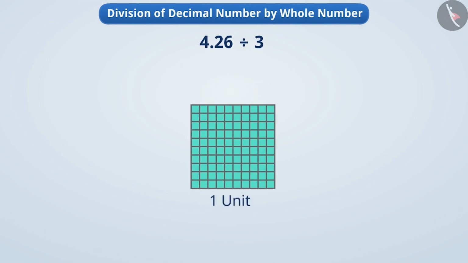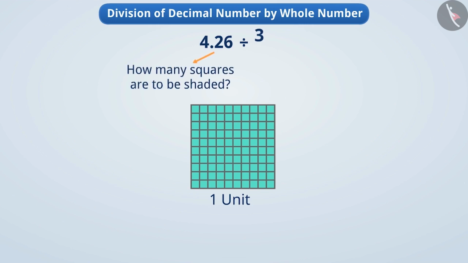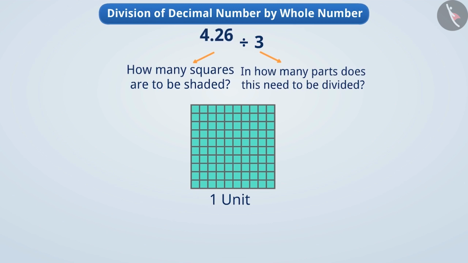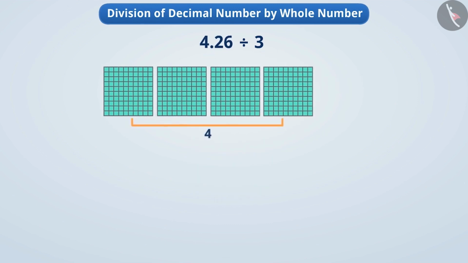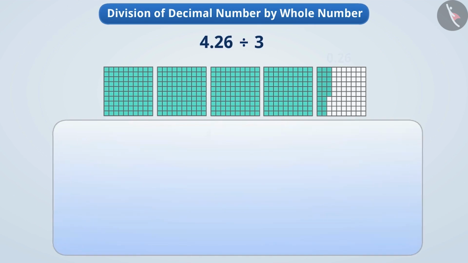If we consider a square as a unit, then the first number, 4.26, tells us how many squares we have to shade, and the second number, 3, tells us in how many equal parts we have to divide the shaded parts. To denote 4.26, we will shade 4 full squares and 2 tenths and 6 hundredths of 1 square. Now let's divide 4.26 into 3 equal parts.